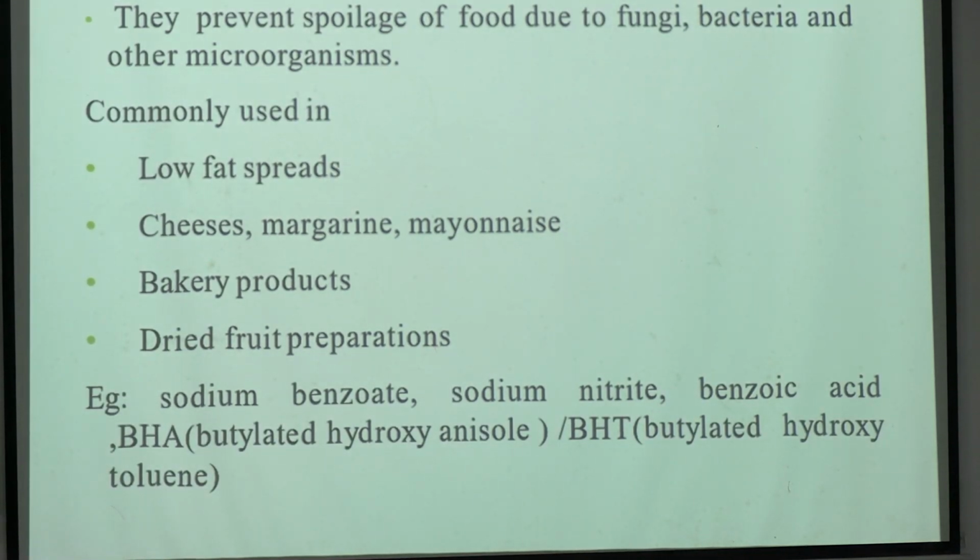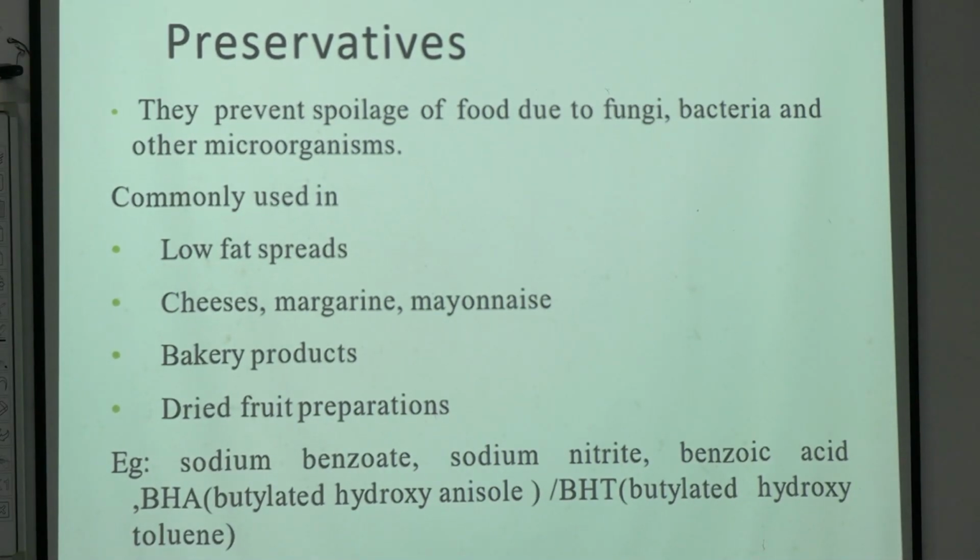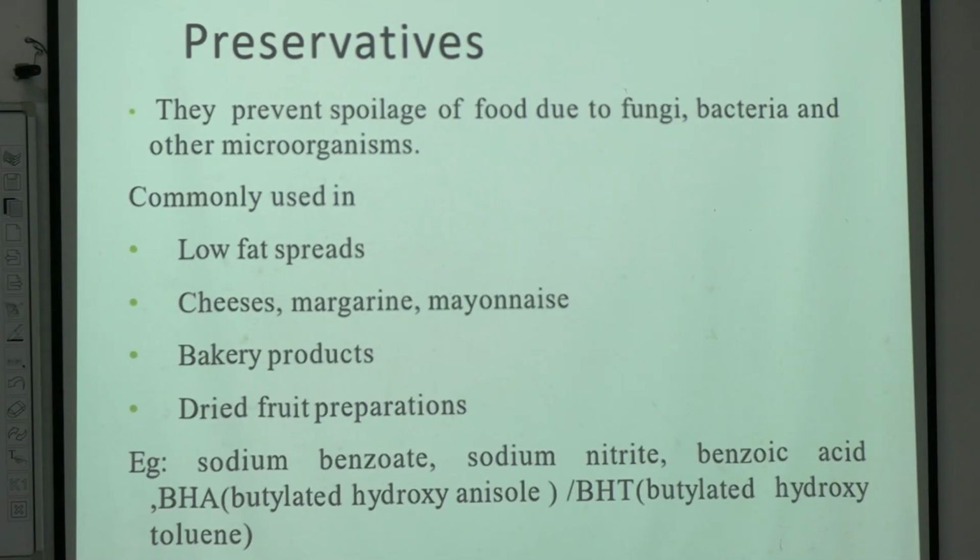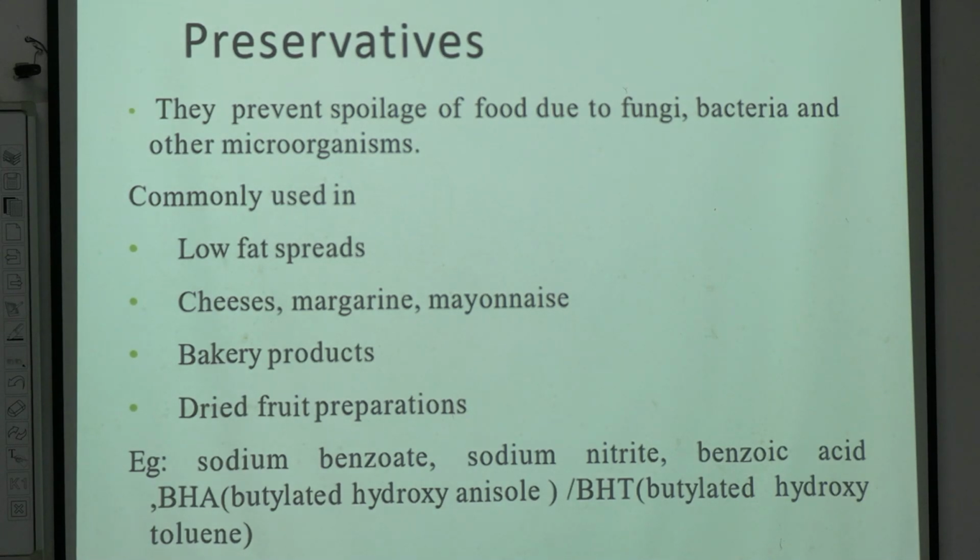Then we have preservatives. You add them to prevent spoilage due to fungus; any food you keep for a few days in a bottle decays. So to prevent spoilage due to fungus, bacteria and microorganisms, they are usually found in low-fat spreads, cheese, margarine, mayonnaise, bakery products, dried fruits. Examples are sodium benzoate, sodium nitrite, benzoic acid, BHA, butylated hydroxyanisole, and BHT, butylated hydroxytoluene. These are the preservatives which can cause problems.